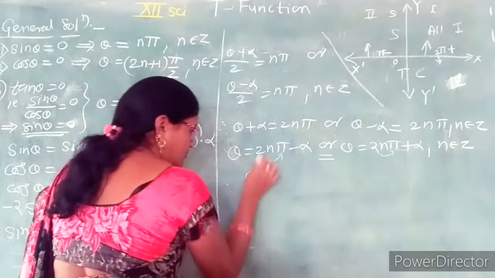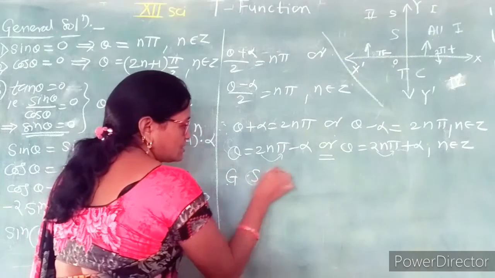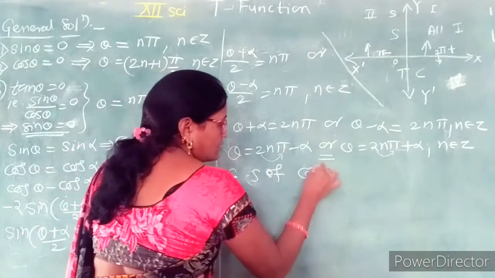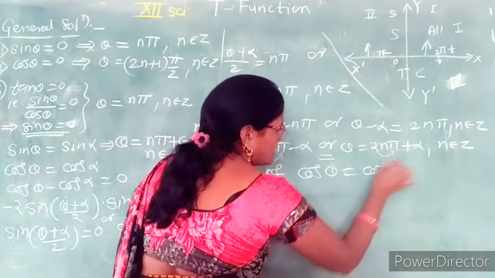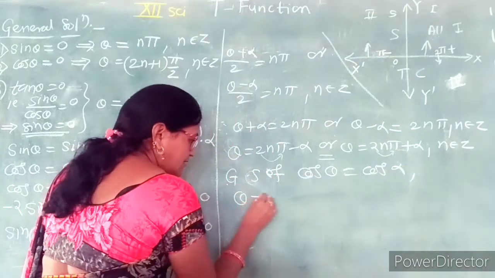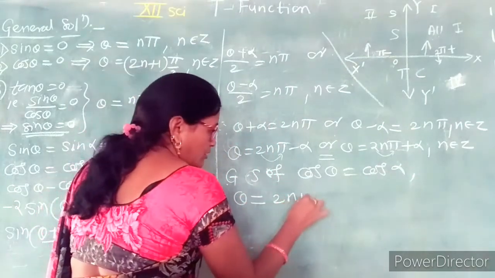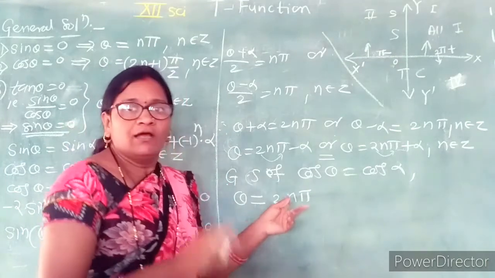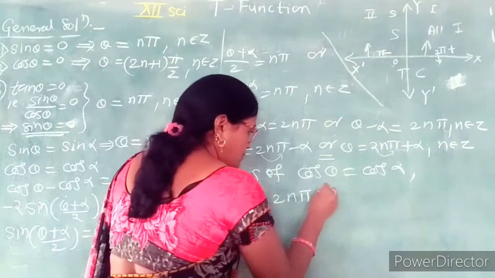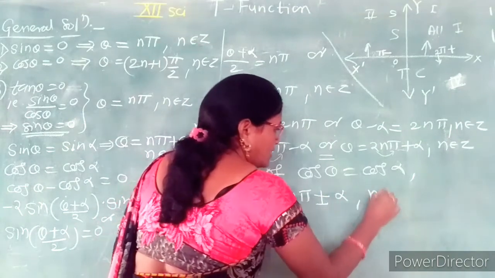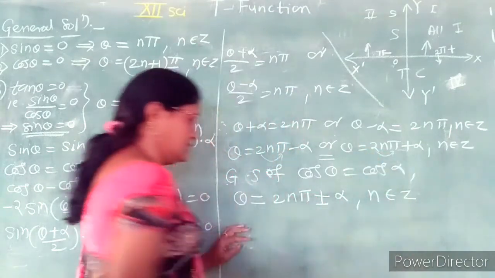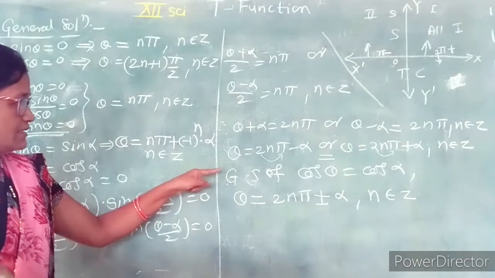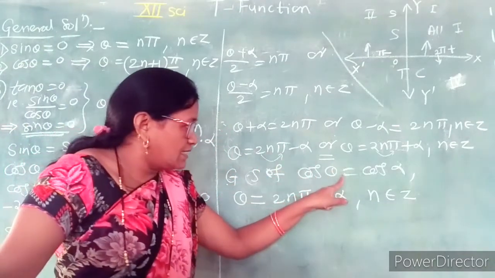So take common value. The general solution of the equation cos theta equal to cos alpha is theta equal to 2 n pi, n is any integer. We take rotation of the angle clockwise or anti-clockwise, plus minus alpha, for n belongs to Z. So this is the general solution for the equation cos theta equal to cos alpha.